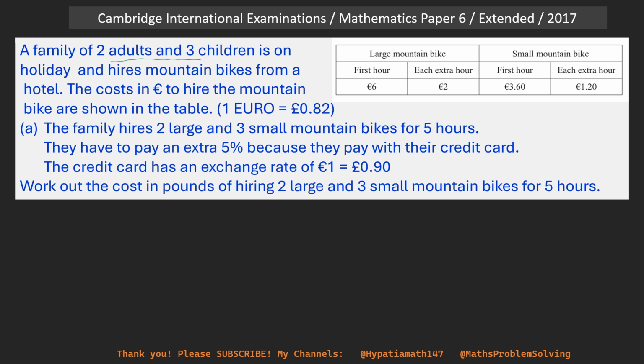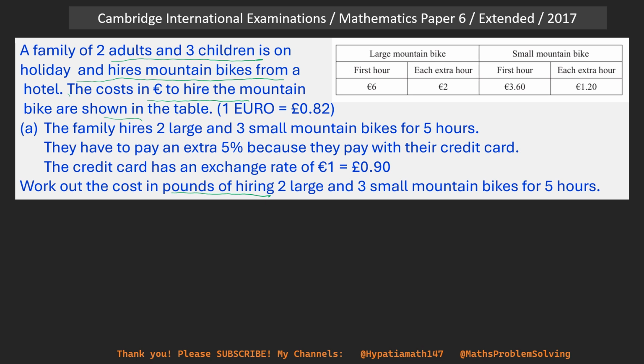A family of 2 adults and 3 children is on holiday and hires mountain bikes from a hotel. The costs in euro to hire the mountain bike are shown in the table. What we need to do is find the cost in pounds of hiring 2 large and 3 small mountain bikes for 5 hours. So let us do that.